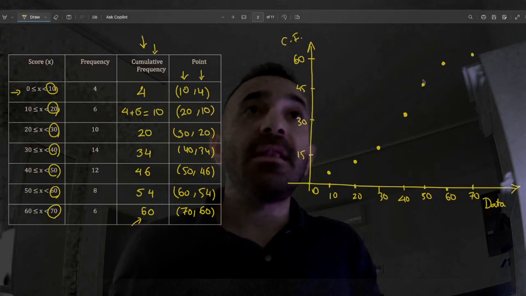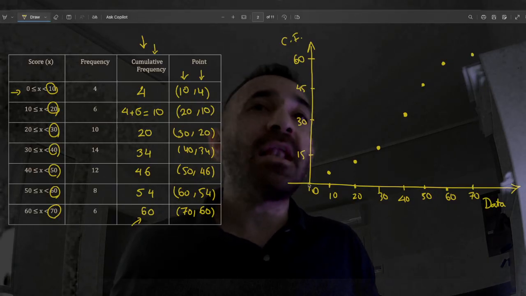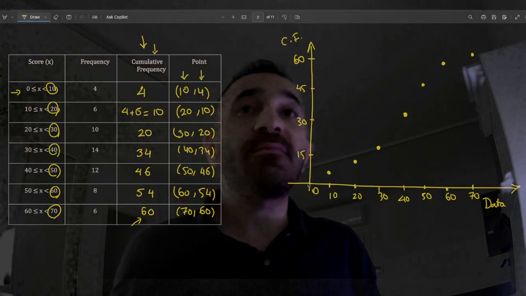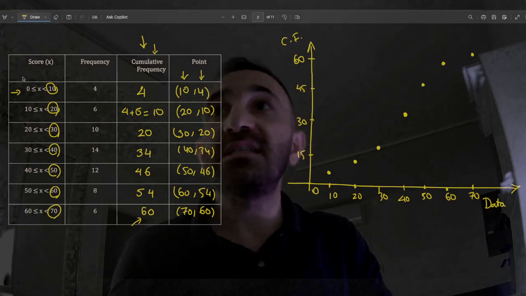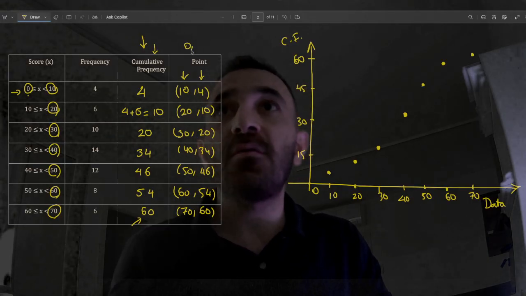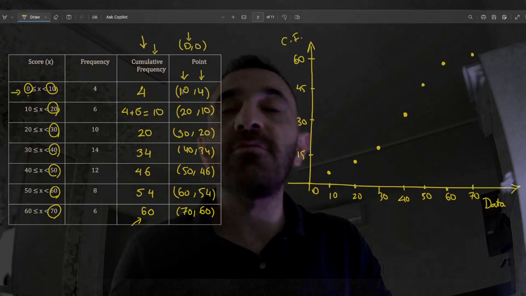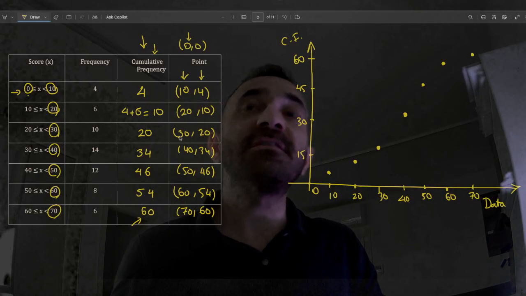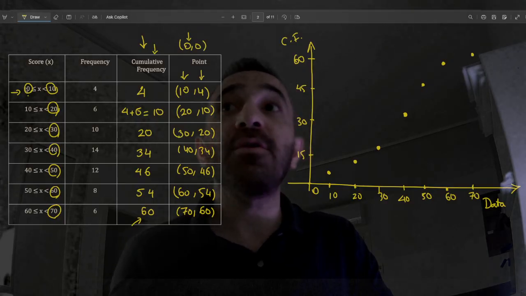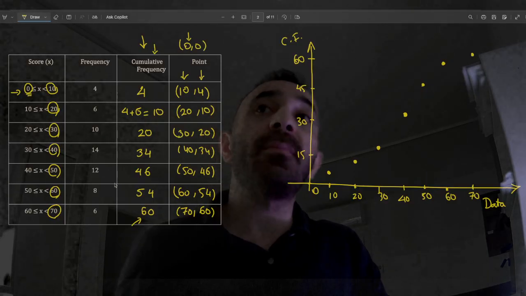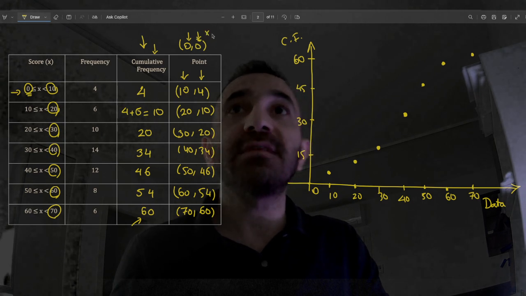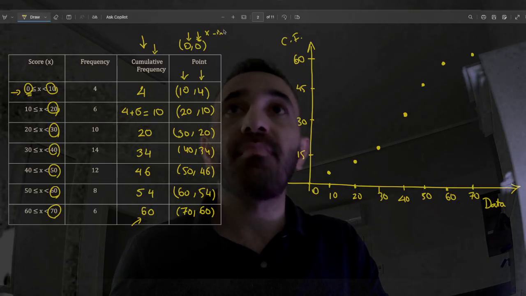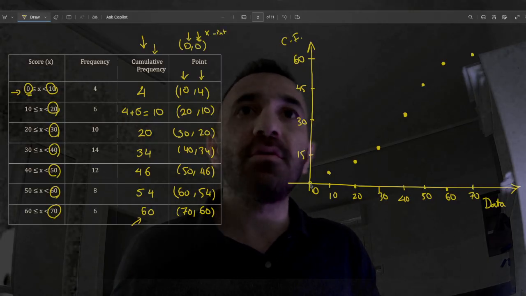Okay, now I just need to find another point as well. What is the first point? The first point is going to be 0 and 0. This 0 is the first data, you got this 0 from the lower bound, and this 0 is actually the x-intercept. So 0 and 0 here.